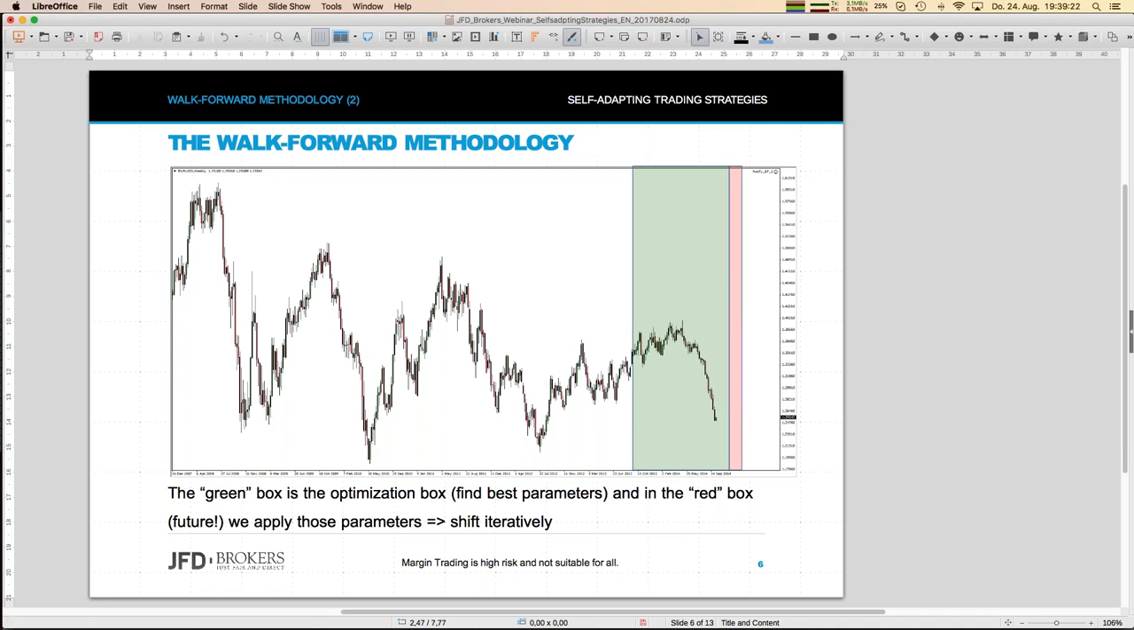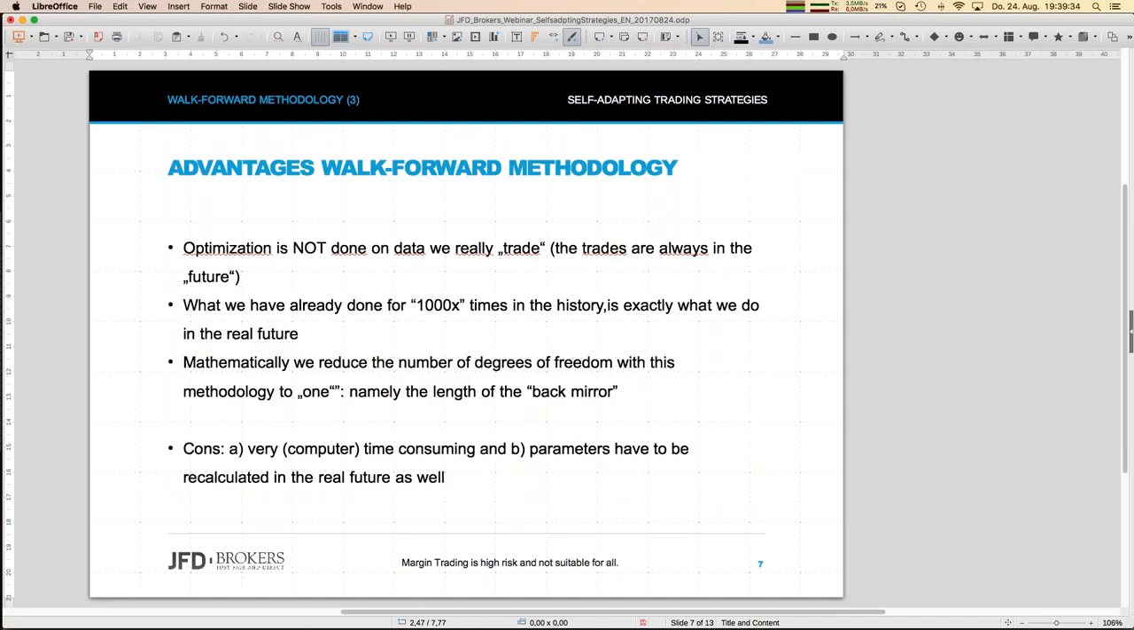And the combination of that neighborhood analysis introduced first, and now that walk-forward methodology, is a powerful tool for trading strategies at all. But now, there might be some questions. But before I go to that, let me repeat the advantages of that methodology.